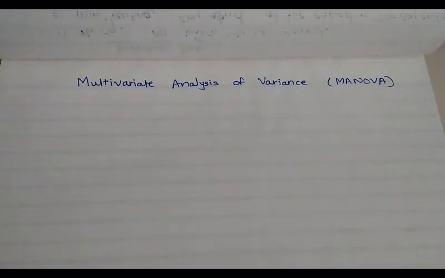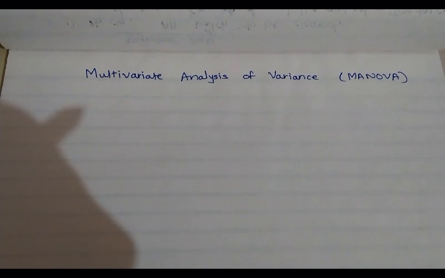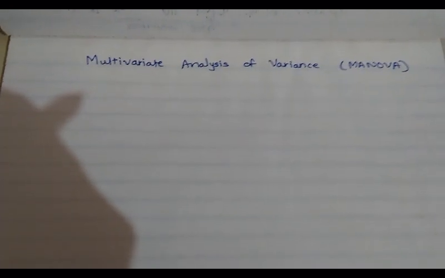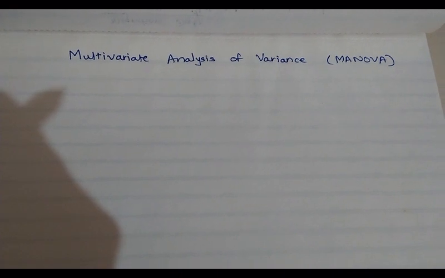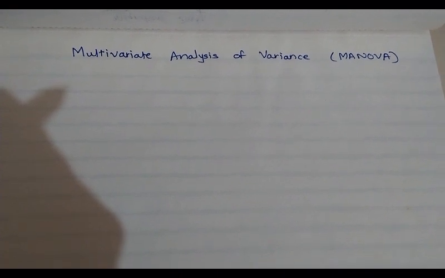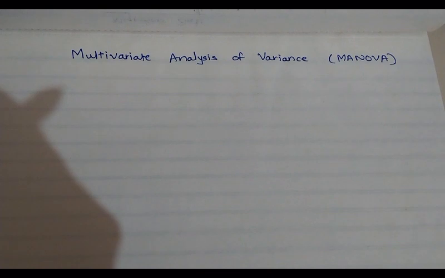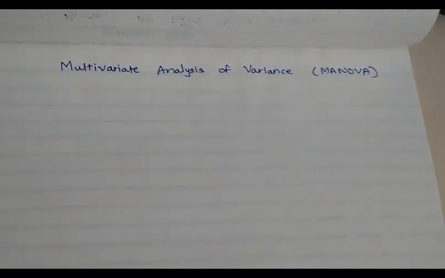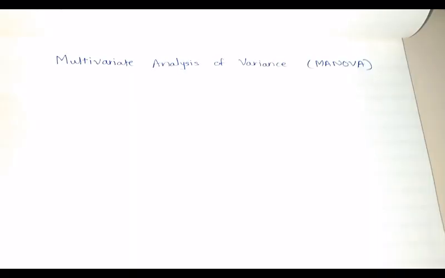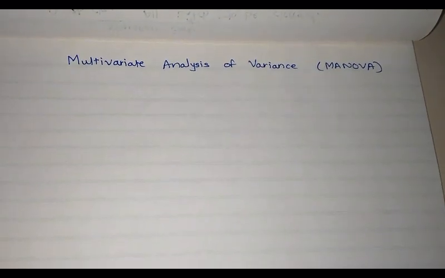Today we'll be generalizing whatever we did for two populations to multiple populations. We know that in the univariate setup, when I want to compare means of two samples, I use the t-test. But when I want to compare means of multiple samples, we go for ANOVA instead of the t-test.